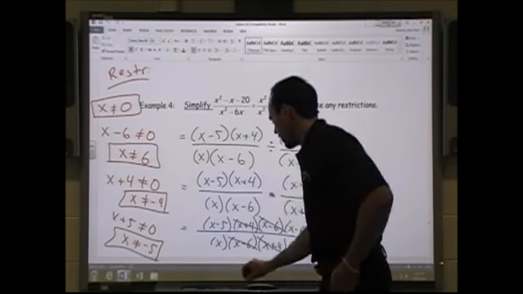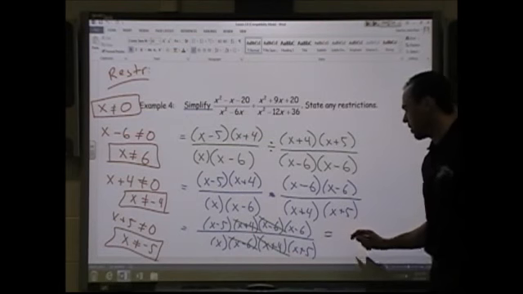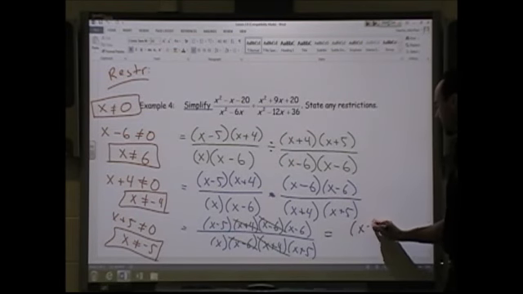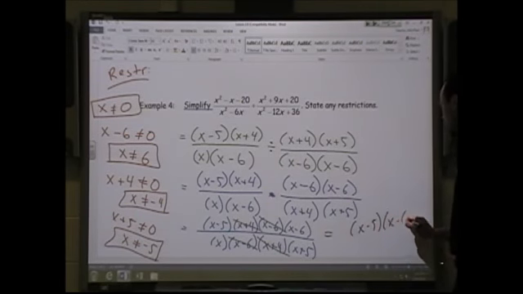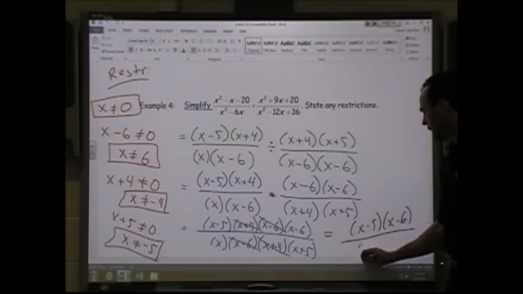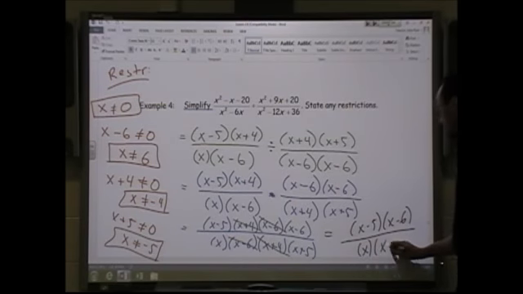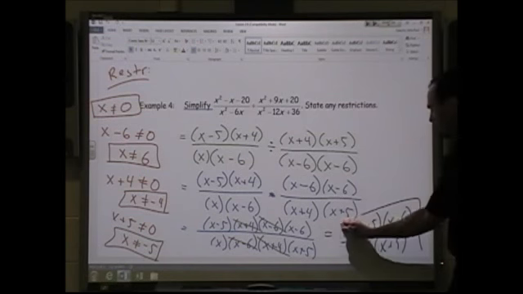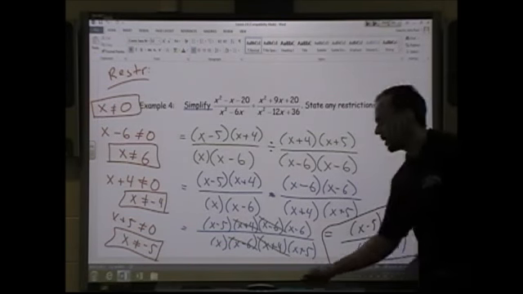So our final answer here, after I cancel those things out: on the top I will have x minus 5 times x minus 6, and on the bottom I will have x times x plus 5. And this is my final answer. I can't go any further.